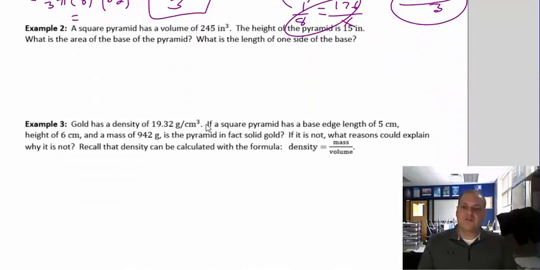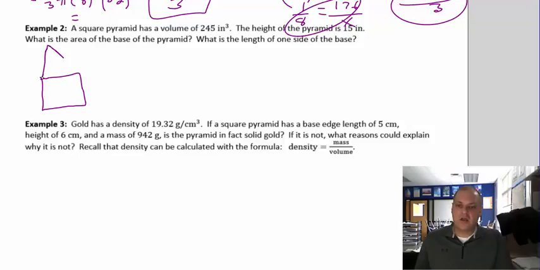All right, example 2. A square pyramid has a volume of 245 cubic inches. The height of the pyramid is 15 inches. What is the area of the base of the pyramid? So I'm going to draw this out here. I'm going to draw a square pyramid. So there's a square, and then we just draw from that tippy top to all the corners. The height is 15. I'm going to do it on the side because it's kind of hard to see if I mix it in there. So the height of the pyramid is 15.